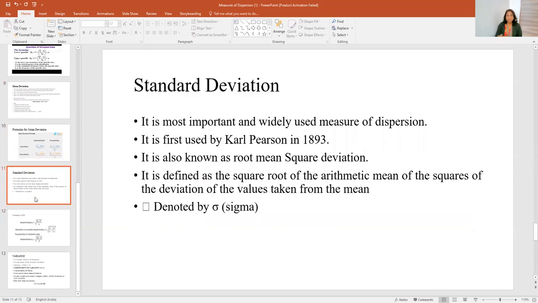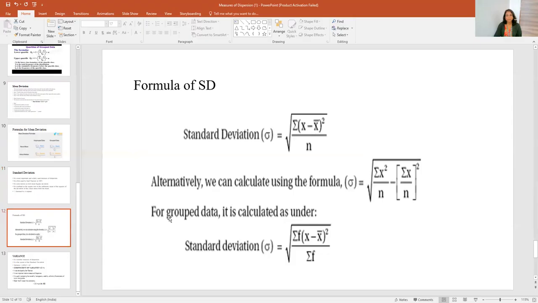The last technique of measures of dispersion is standard deviation, but it is the most important and widely used measure of dispersion. It was first used by Karl Pearson in 1893. It is also known as root mean square deviation. It is defined as the square root of the arithmetic mean of the squared deviations of the values taken from the mean, and it is denoted by sigma.